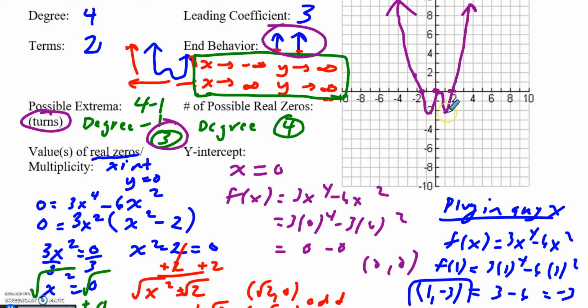So 1, negative 3, so that means that if I was being more accurate, my graph should have come all the way down here. So it probably looks more like coming down, up, down to 1, negative 3, and then back up. So my purple one was originally just a sketch, but plugging in any x value you want can help you be more accurate.